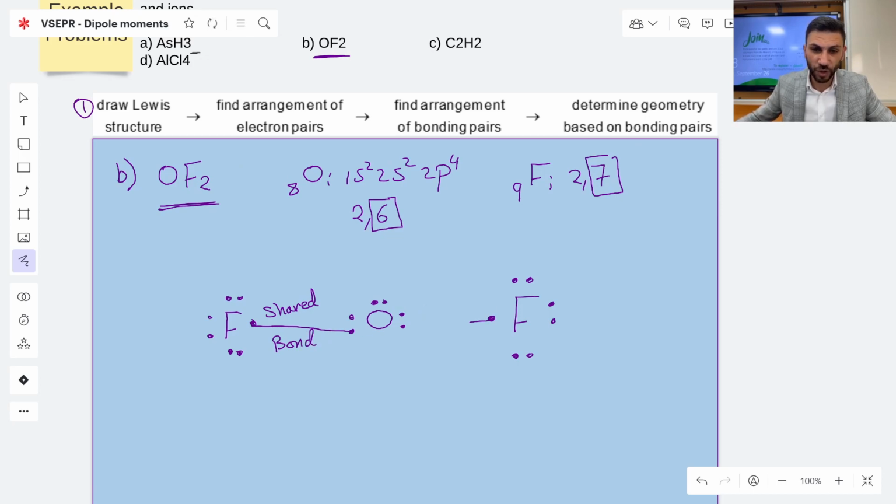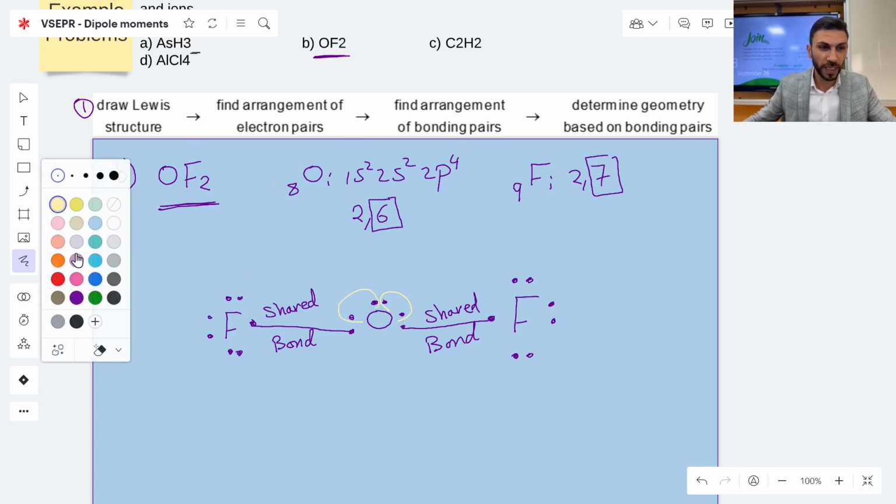And also this electron and this electron will form another shared bond, leaving the oxygen with 4 electrons, that is 2 lone pairs. Check the lone pairs now. We have this lone pair, and these 2 electrons are 1 lone pair, or this is the first lone pair and this is the second lone pair.